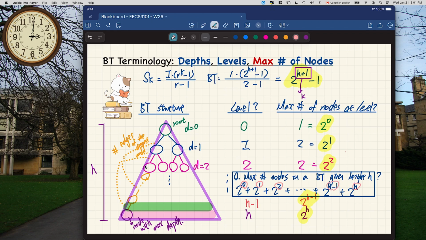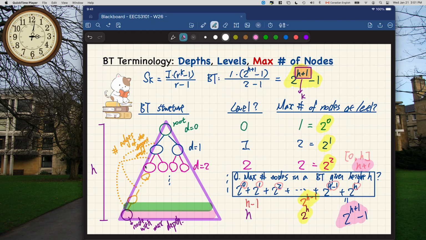You're basically asking the size of the interval from 0 to h. So that'll be h plus 1. All right, h plus 1. Okay, so this h plus 1 over here is really the h plus 1 you see right here. So the final answer right here is just going to be 2 to the h plus 1 minus 1.